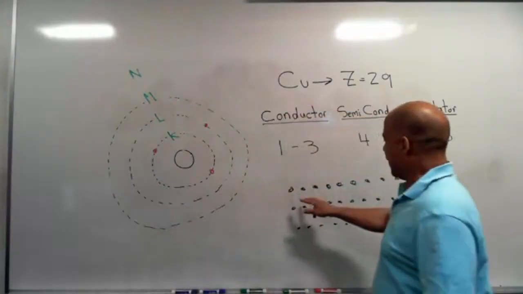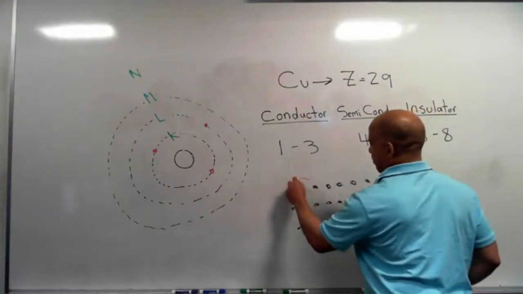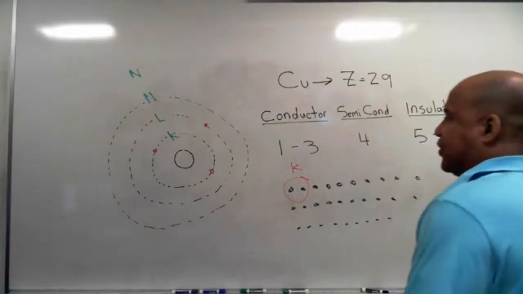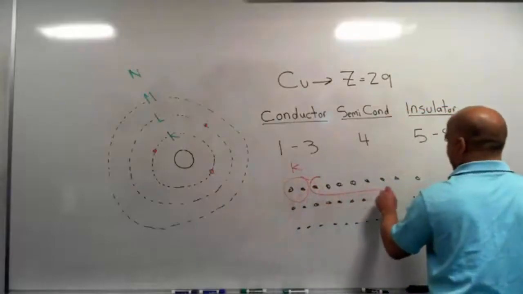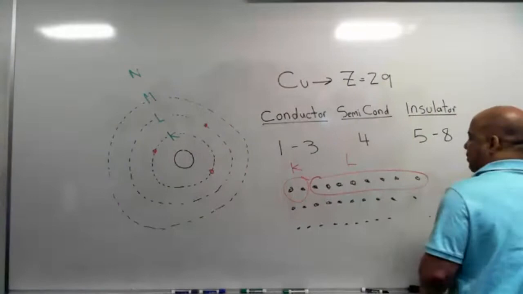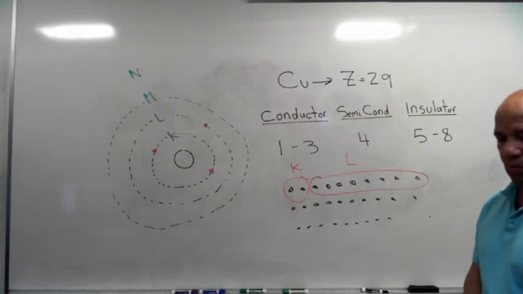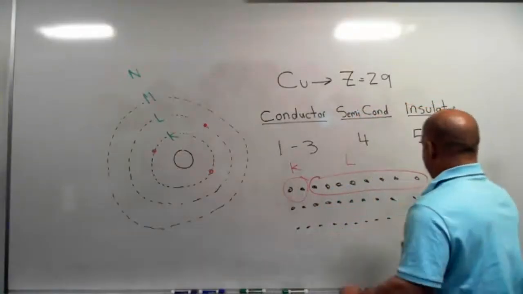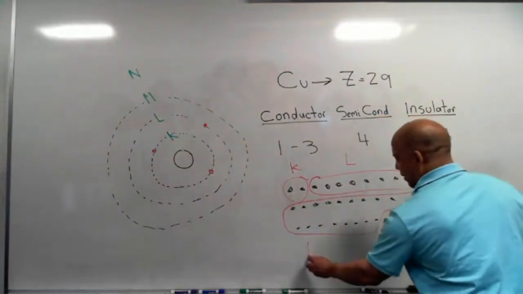So these 2 electrons right here are in the K shell. This K can hold 2. How many can L hold? What's the maximum number of electrons the L shell can hold? 8. It can hold 8. What about the M shell? How many can the M shell hold? The max? 18. So I have 10 here, I have 9 here. 18 of those are on the M shell.